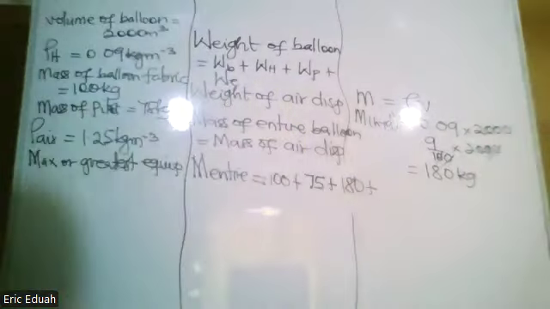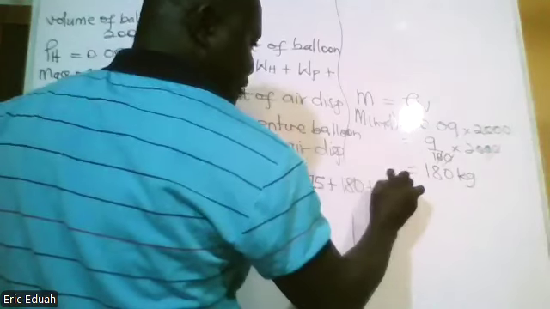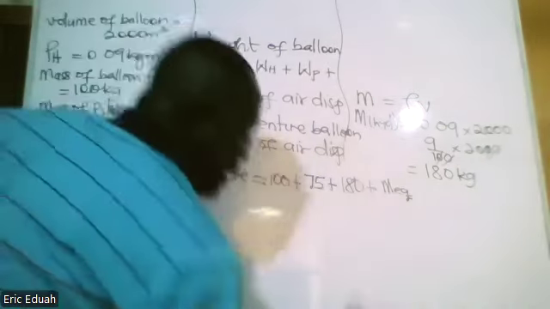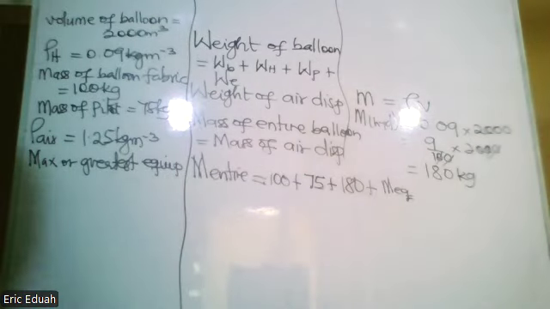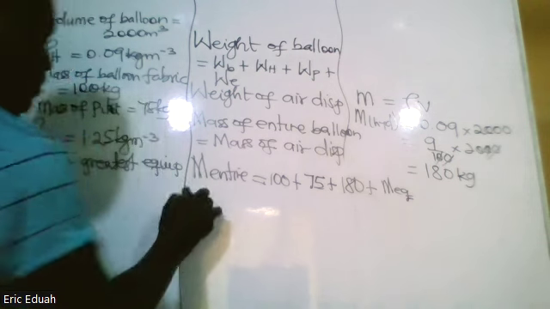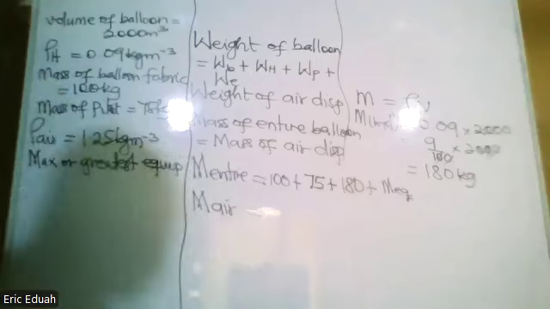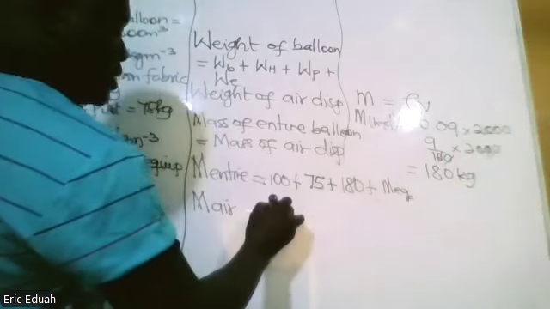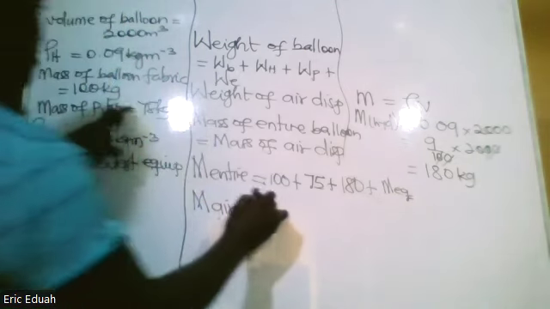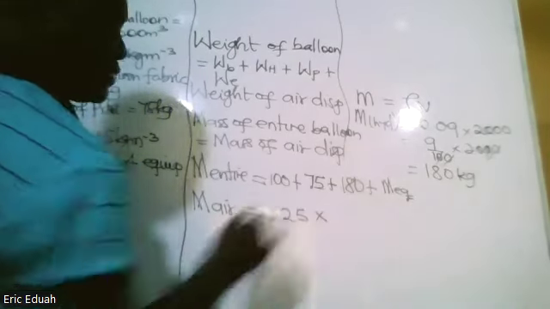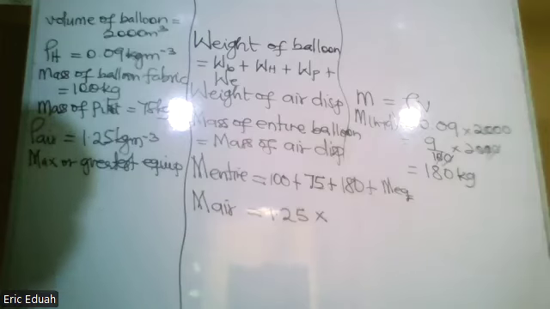Now the mass of the equipment, we don't know. M of equipment, we don't know. But one thing that we know is that the mass of the entire balloon must be equal to the mass of the air displaced. So let's calculate mass of air displaced. Mass of air displaced is also equal to density of air, which is 1.25 times the volume of air displaced.